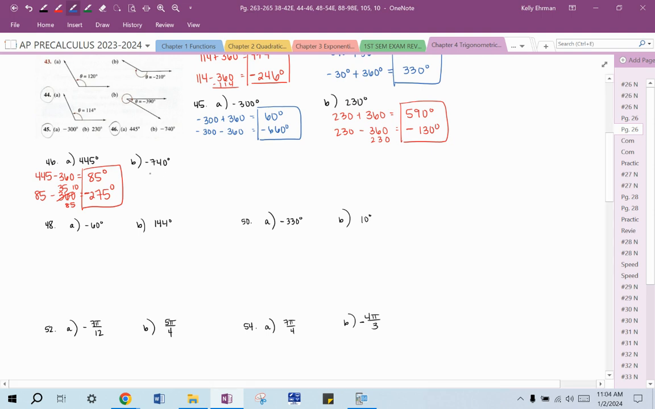Negative 740. Now, I know that negative 720 is 2 full circles. So instead of plus 360, I'm going to add 720. That gets me to negative 20 degrees. So there's one possible coterminal angle that's negative. And then I can take that and add, I don't need to add 720, I could. I'm just going to add 360 to that, and I'll get 340.